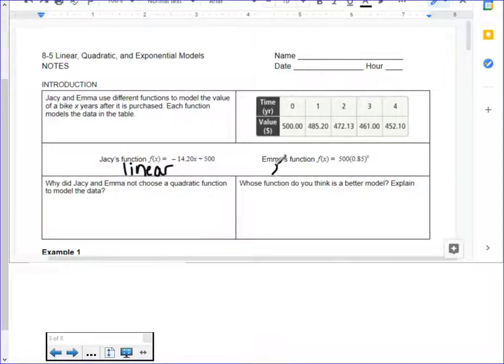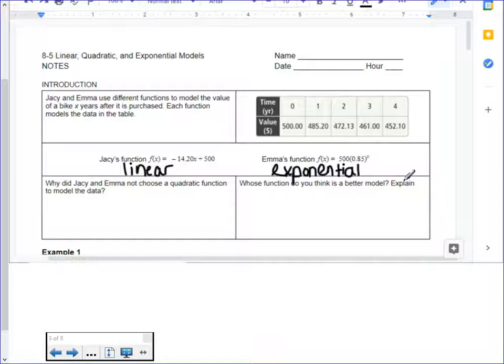Emma's function is exponential. You know that because she's raising it to the x power. x could be any number. It could be to the 5th power for 5 years. It could be to the 6th power for 6 years. So we know that it's exponential because it's raised to the x power.